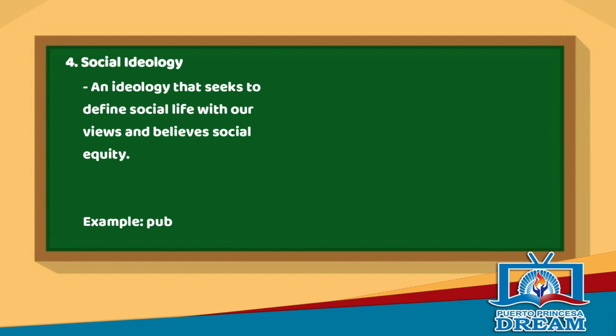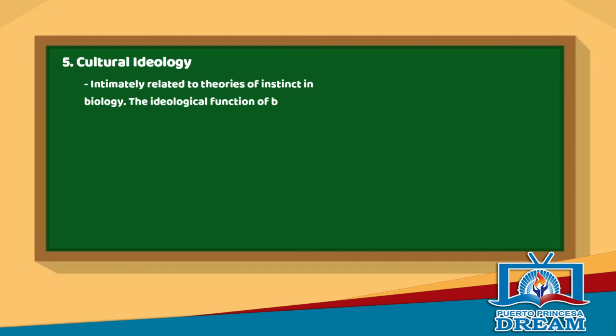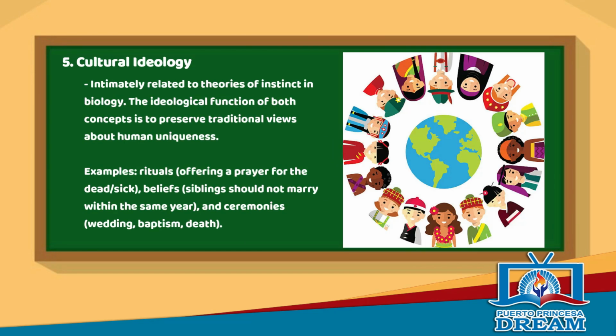Number 4, social ideology, an ideology that seeks to define social life with our views and beliefs, social equity. Example: public services. Number 5, cultural ideology, intimately related to theories of instinct in biology. The ideological function of both concepts is to preserve traditional views about human uniqueness. Examples: rituals, offering a prayer for the dead or sick; beliefs, siblings should not marry within the same year; and ceremonies like wedding, baptism, and death.